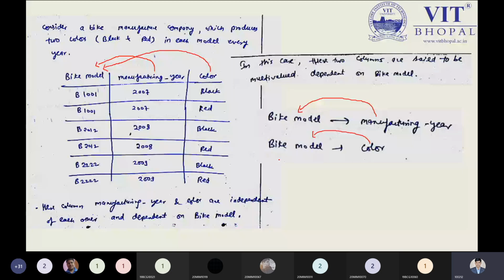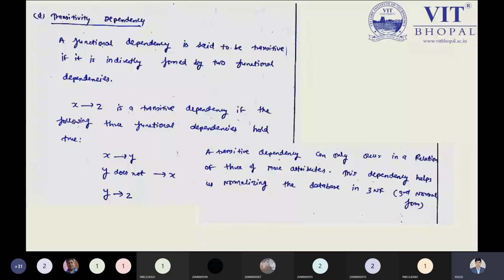Next we have the transitivity dependency. This transitive dependency is again more important because it follows the important rules we discussed yesterday. In the transitive rule, there is no need to define more over here, but we have to keep the thing in mind properly. What is it saying to us? A transitive dependency is said to be a transitive dependency if it is indirectly formed by two functional dependencies.